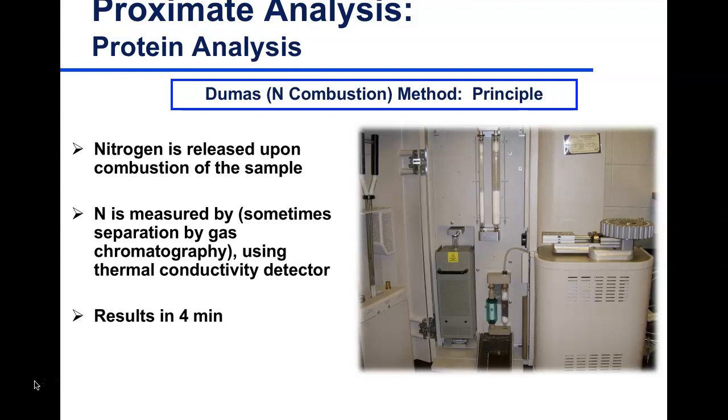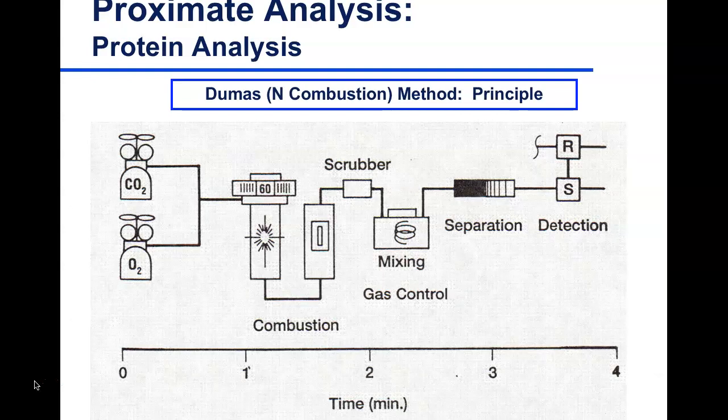So it's just a matter of combusting a sample and then scrubbing out everything that's not pure nitrogen and sending that to the detector. Another way you could do this would be to use a GC itself. Rather than physically scrubbing out the carbon dioxide and all of that, you could send your gases through the GC column to separate them and then send them to the detector.